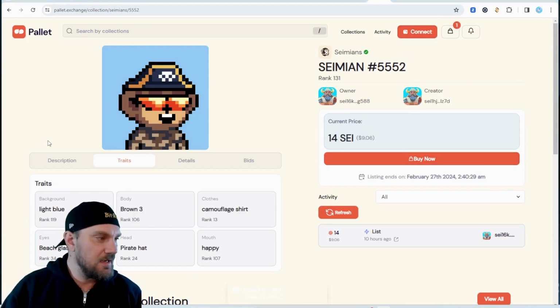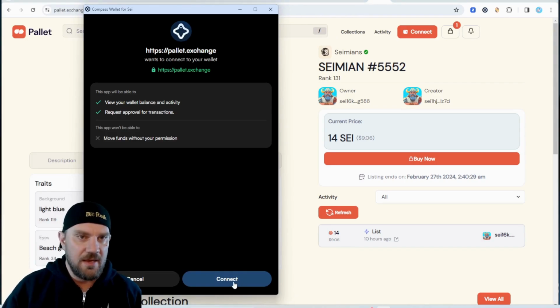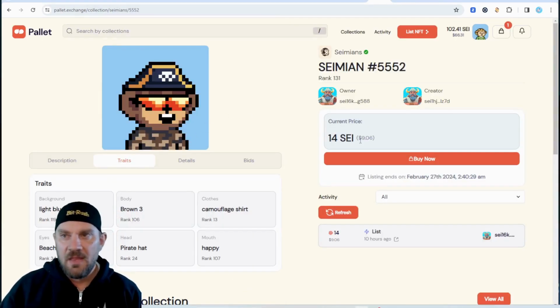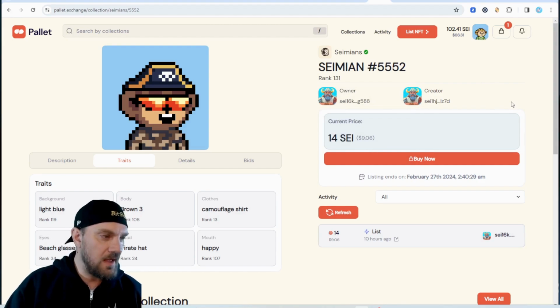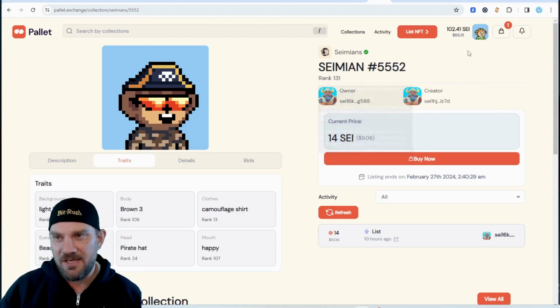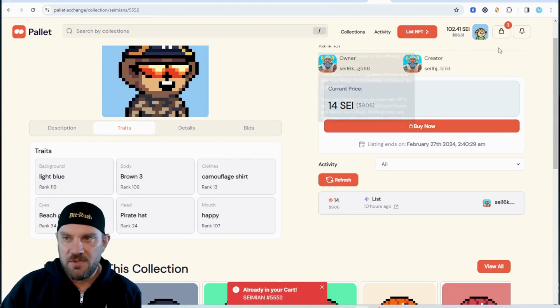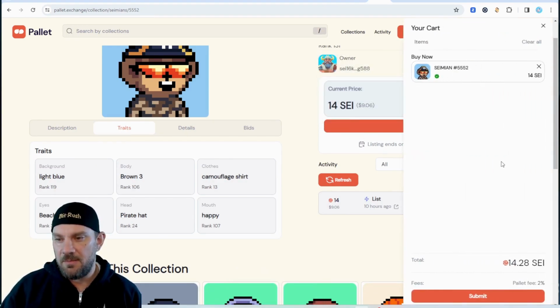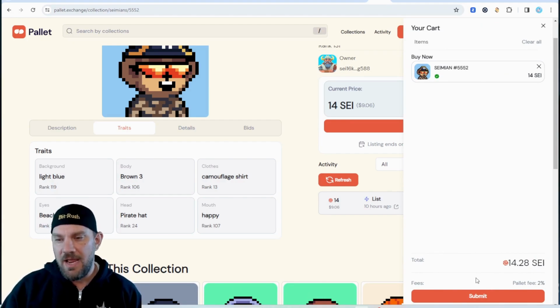So let's connect, and I'm going to need to just get on here with my Compass wallet. And now that I'm connected up, you can see in the top right corner my other guy, I got the leopard guy. He's pretty cool. He's not that rare in terms of the rarity of the project, but I think he's cool anyway. But yeah, I'm going to buy this one. Oh, so he's already in my cart. Awesome. So I already put him in my cart, and we can see again, just to verify, 14.28 SEI.